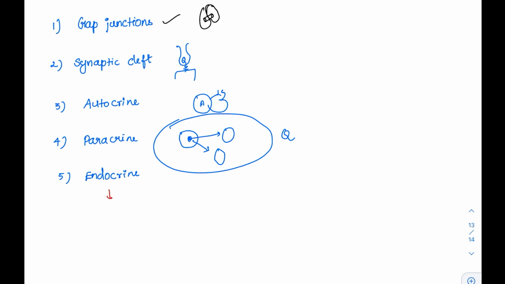Then endocrine. Endocrine, all of us know, whenever any substance is produced on one side and it is transported in the blood, and if it is reaching its end organ, then it will be called an endocrine kind of communication. So in intercellular communications, since they have asked paracrine, they might ask endocrine or synaptic cleft or autocrine the next time. They'll give you a picture which is stimulating on its own, then it is autocrine, and you know the other functions also. This neuromuscular transmission we will again study in the neuromuscular disorders also.